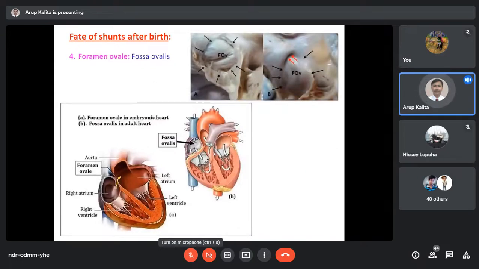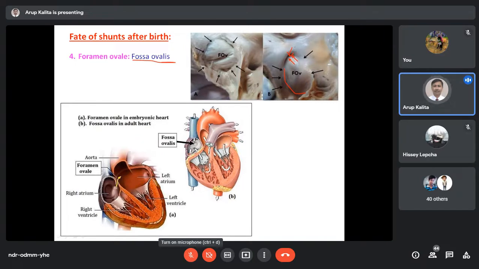Now foramen ovale. You see, this is the right atrium. This is the foramen ovale. In the adult, this foramen will close and remain as a fossa, and in the adult you will get fossa ovalis.